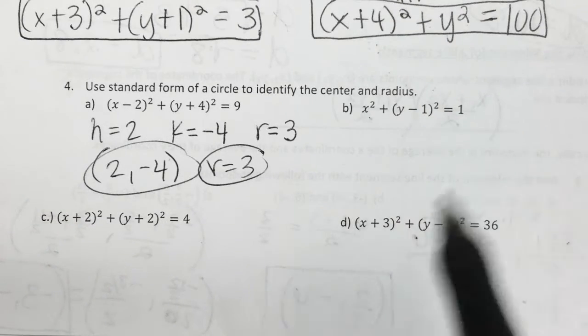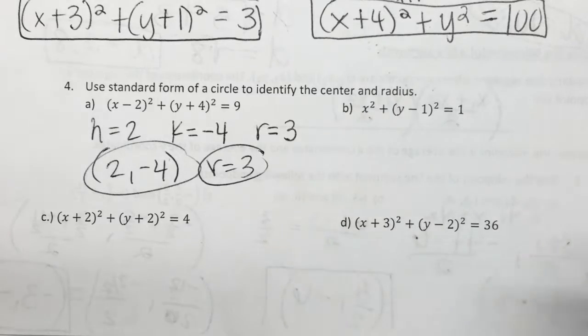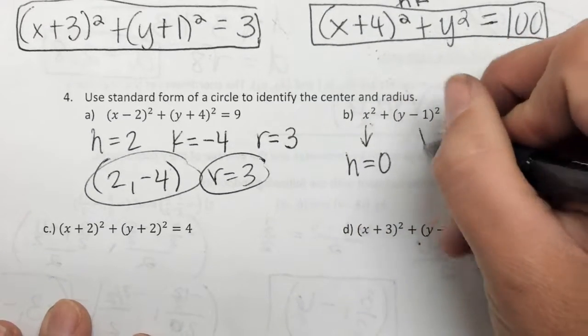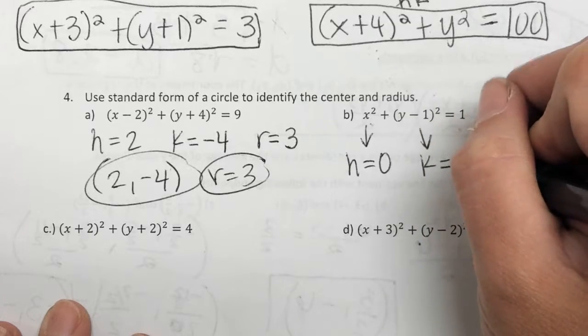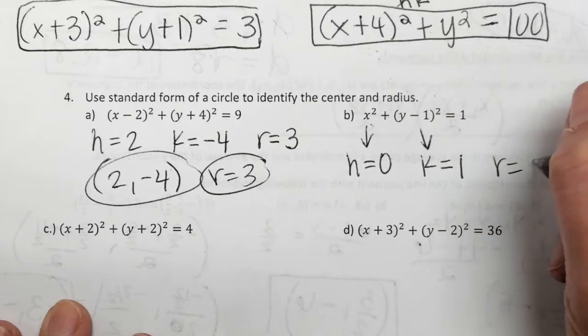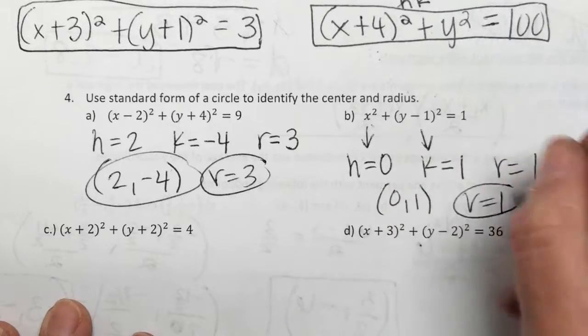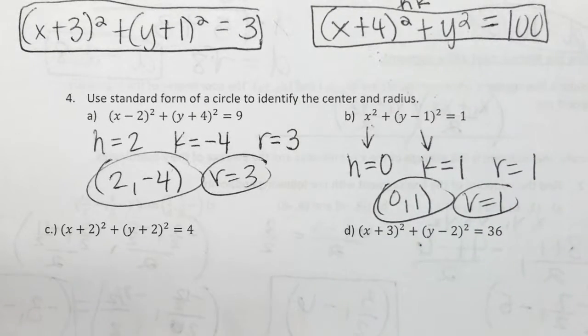Alright, let's try one more together. So this one, H would be what? 0. There's nothing there. This one, K would be 1, and R would be 1. So the center would be at 0, 1. R would be 1. Very good. Try the next two.